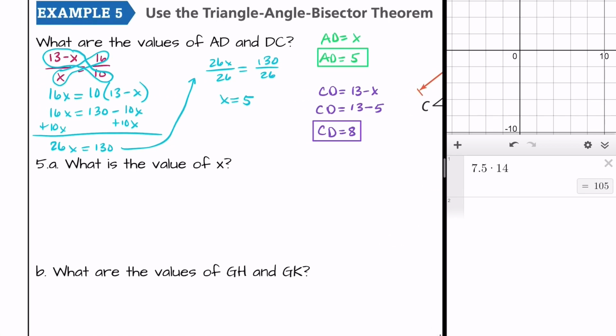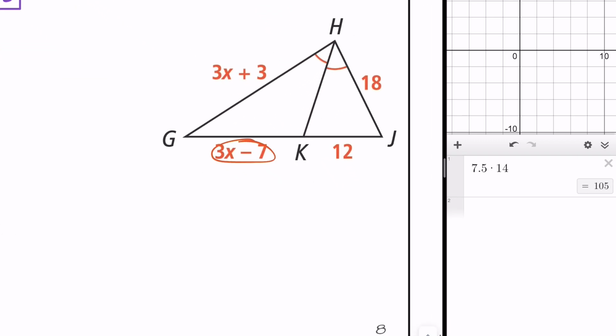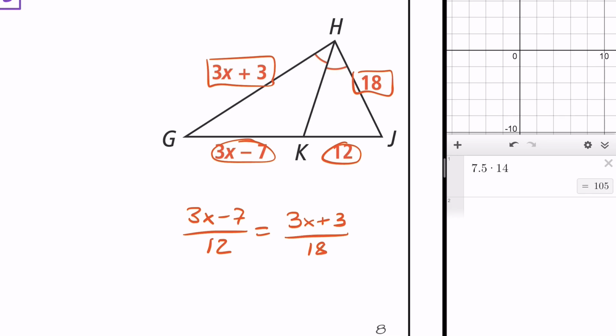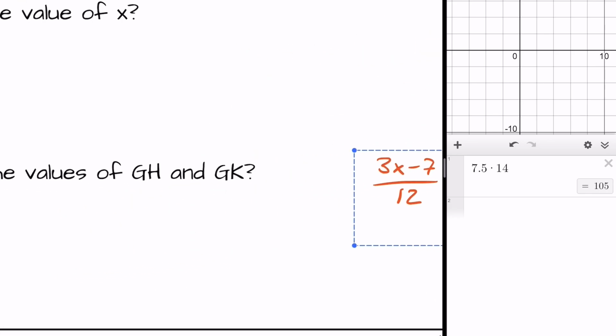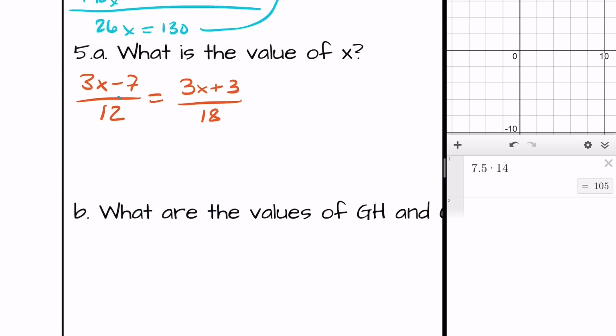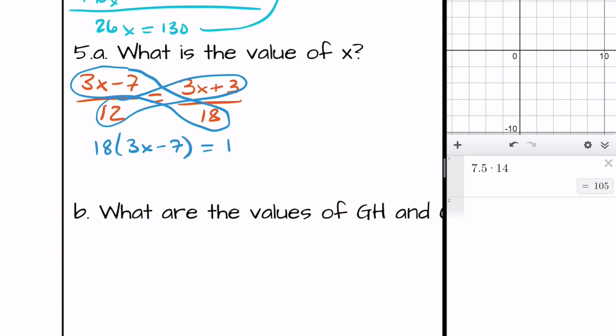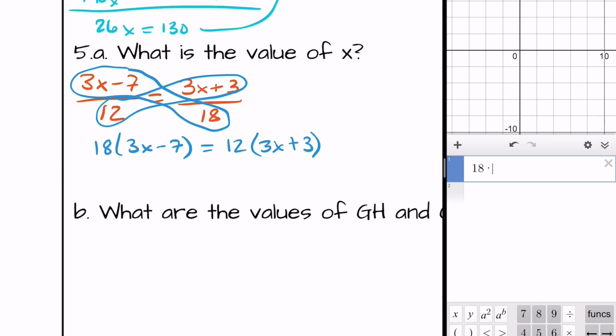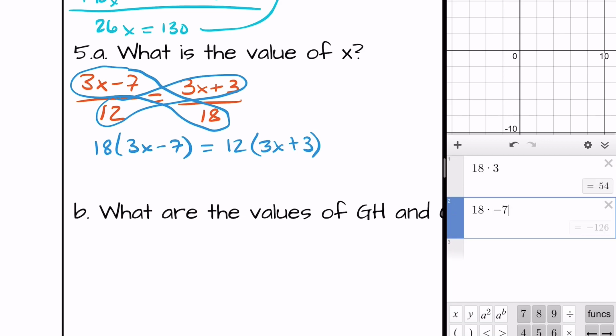Okay. One problem left. We'll set this up as 3x minus 7 over 12 equals 3x plus 3 over 18. Find our cross products. Don't forget to distribute across all terms. 18 times 3x, 18 times negative 7. So we have 54x minus 126 equals 36x plus 36.